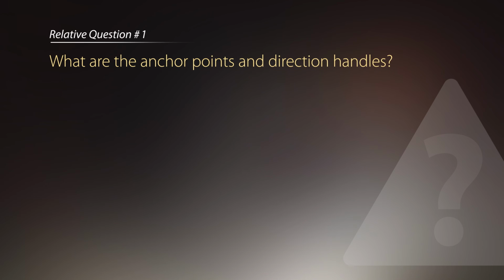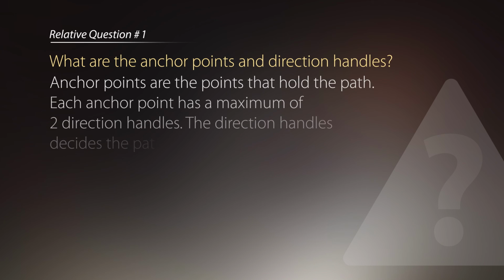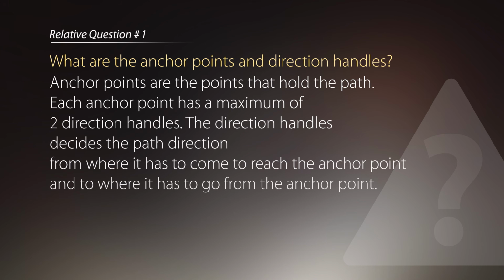The first question is, what are the anchor points and direction handles? So anchor points are the points that hold the path. Each anchor point has a maximum of 2 direction handles. The direction handles decide the path direction from where it has to come to reach the anchor point and to where it has to go from anchor point.